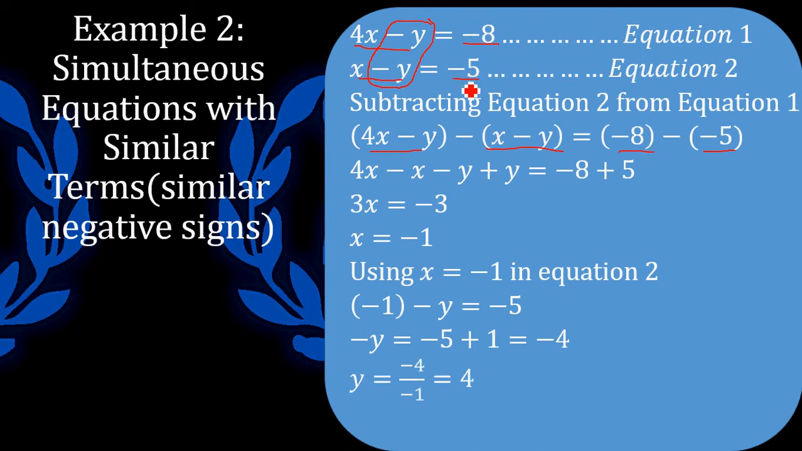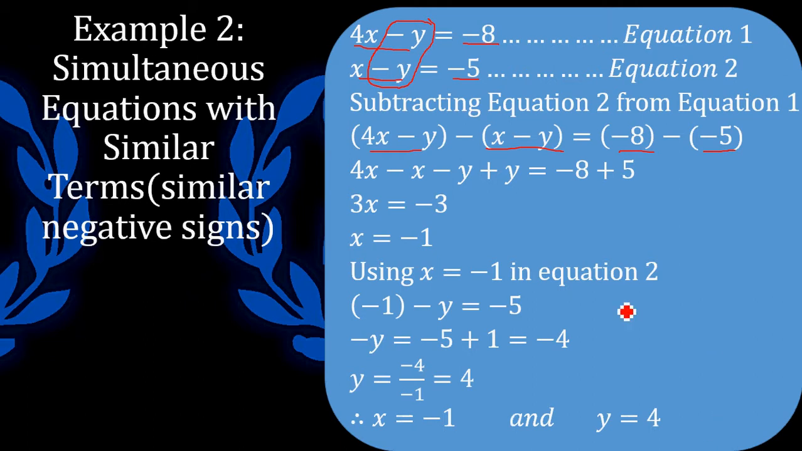The reason I chose equation number 2 is because equation number 1 has 4 multiplied by x. In a case where you have higher values, say for example you have something like 20 multiplied by a value, it would take a little bit of time to work out. So it's better to simply work with one that has the lowest terms. You state a conclusion statement and you're finally finished. Therefore, x equals minus 1 and y equals 4.